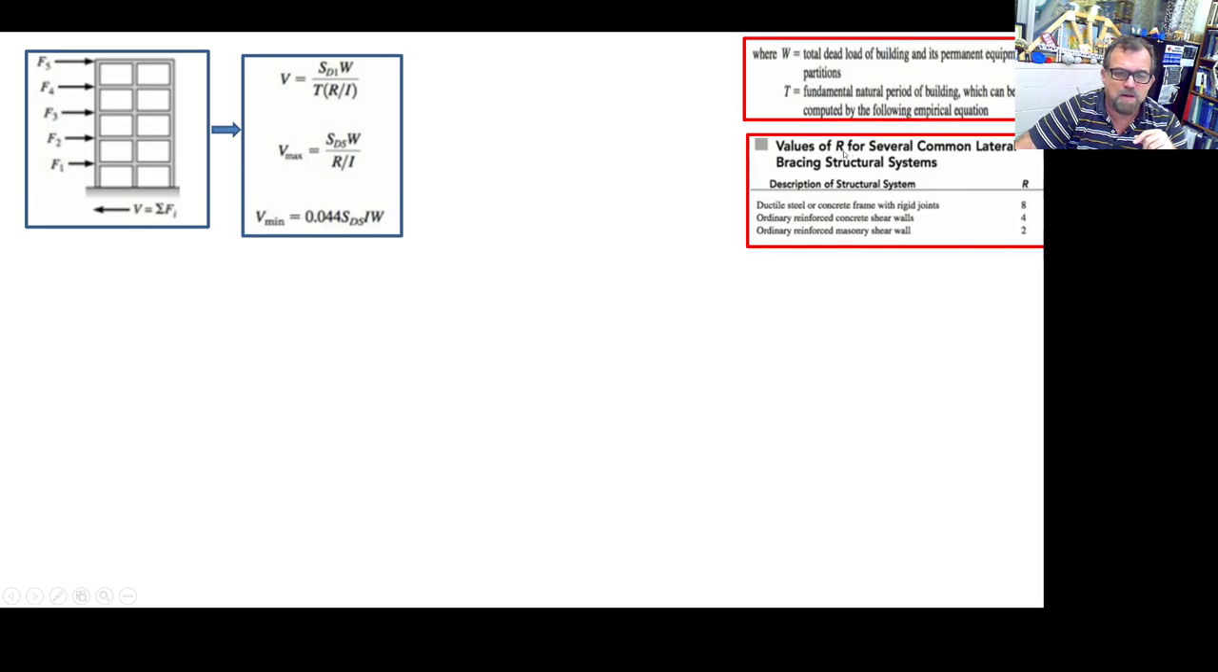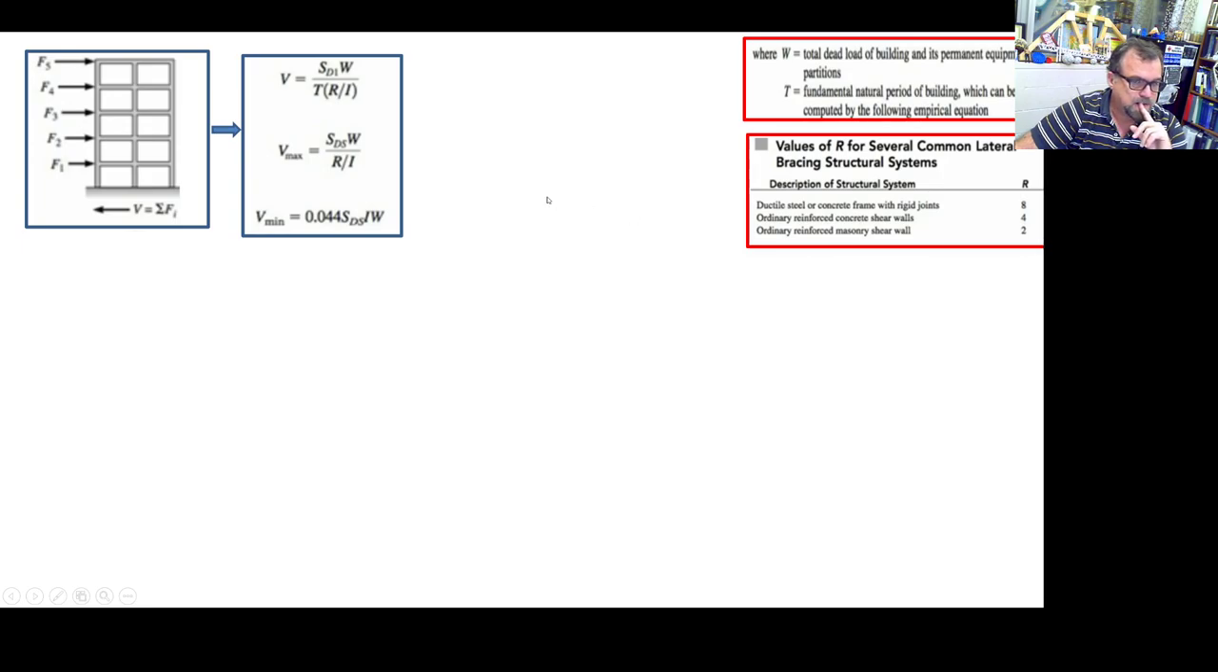Now R is called the response modification factor, and that depends on the type of frames that you have to prevent the sideways movement. For example, if you have a ductile steel or concrete frame with rigid joints, okay, the factor is 8. If you have shear walls, it's 4 because they are more effective. Or if you have reinforced masonry shear walls, it's 2. Depending on what you're doing, that factor is going to go here.